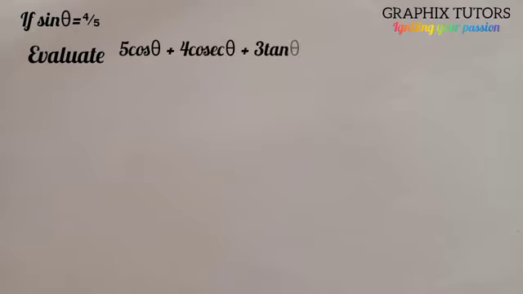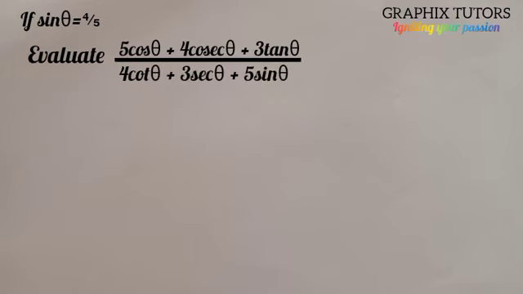If you look at the front of your screen, there's a question based in trigonometry that is displayed. And the question goes like this. It says, if sine theta is equal to 4 over 5, evaluate 5 cos theta plus 4 cosec theta plus 3 tan theta, all divided by 4 cot theta plus 3 sec theta plus 5 sine theta.